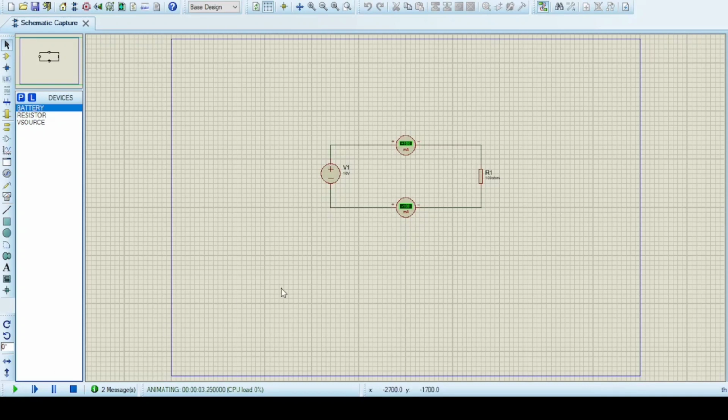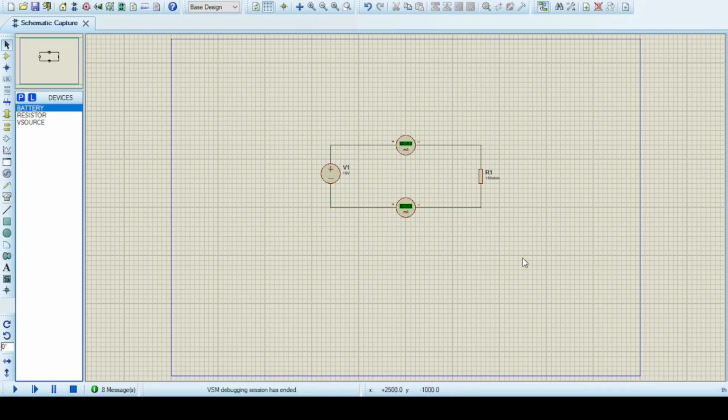We will get the value for current before load equal to 100 milliampere, and after load is negative 100 milliampere. Next, we will repeat this simulation by changing the value of resistance to 150. When we run, we get the current before load equal to 66.7 milliampere, and after load equal to negative 66.7.